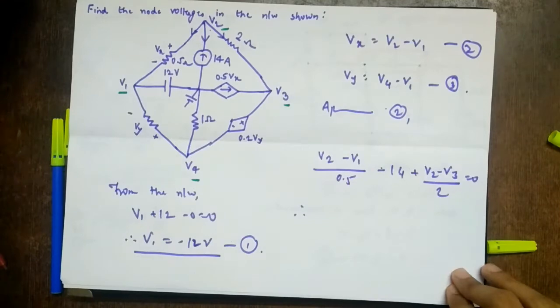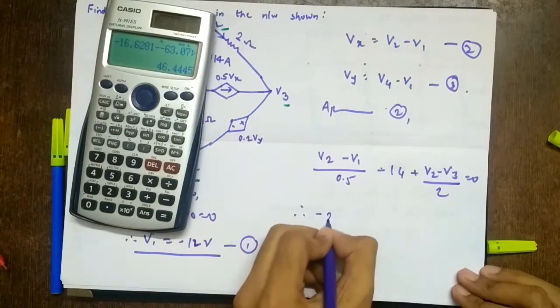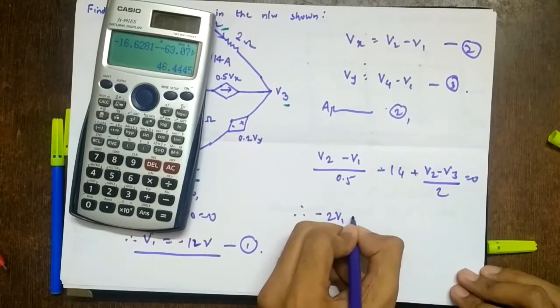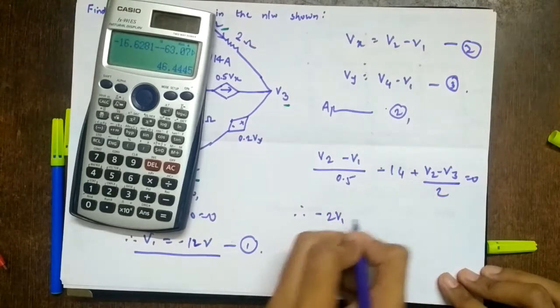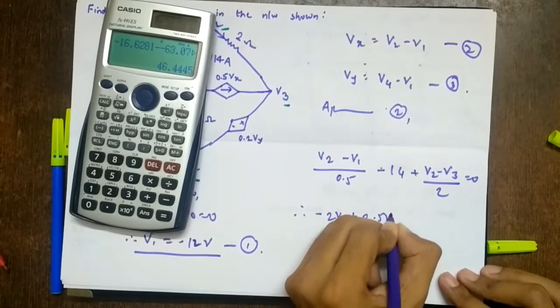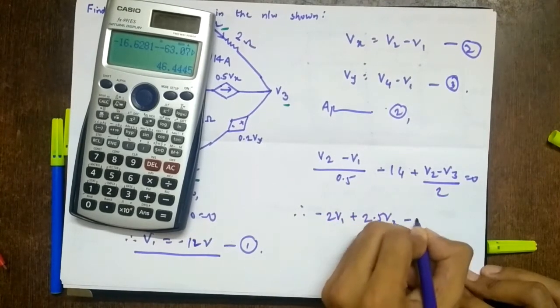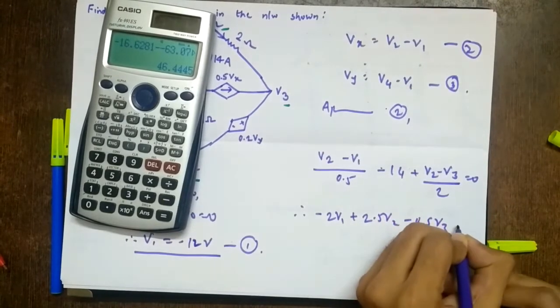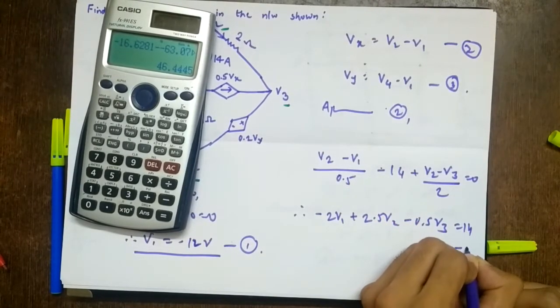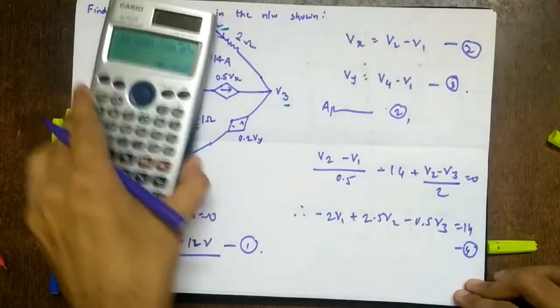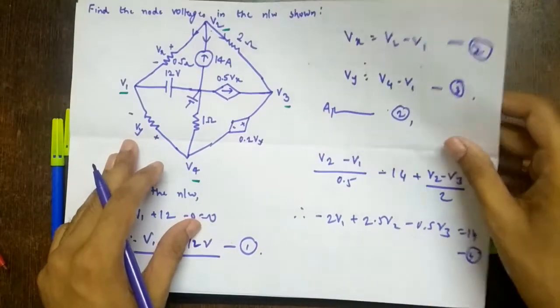So collect the terms in V1. There is a single term, so this will be what? Minus 2V1 plus 2V2 plus 0.5, so plus 2.5 V2 minus 0.5 V3 equal to 14. No need of calculation. So equation number 4. Right?